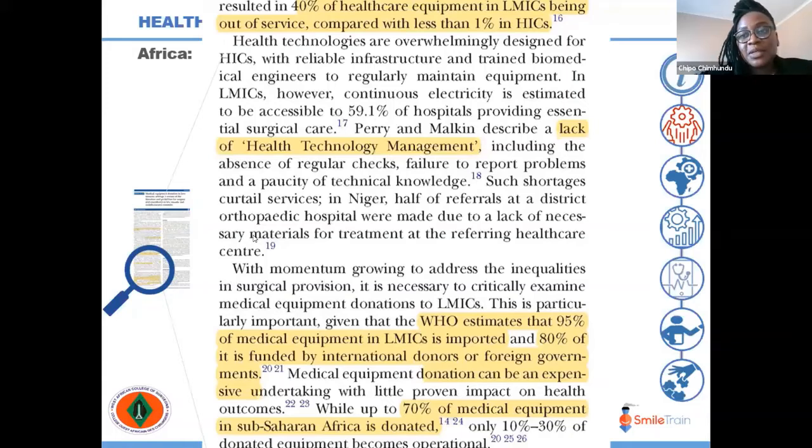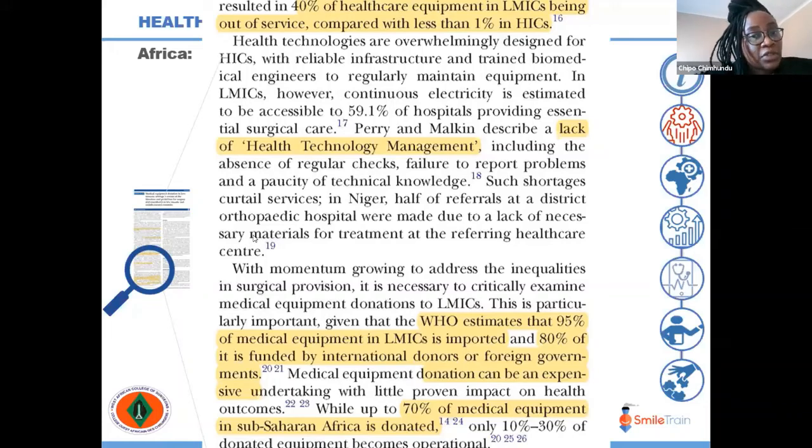What I perceive to be a sad statistic is that while 70% of the medical equipment in sub-Saharan Africa is donated, only 10 to 30% of it becomes operational. We've personally encountered equipment that has been donated, for example, but is never completely commissioned, simply because maybe someone just didn't do the complete training to the staff that are on site to make sure there's on-site adoption.